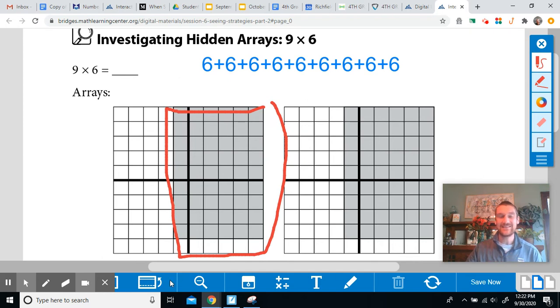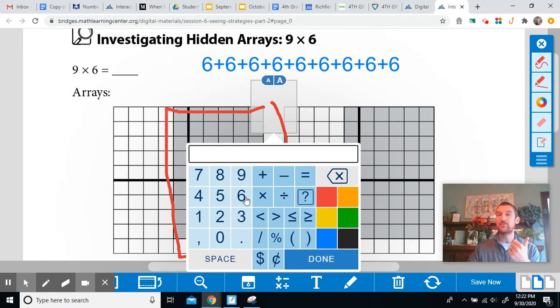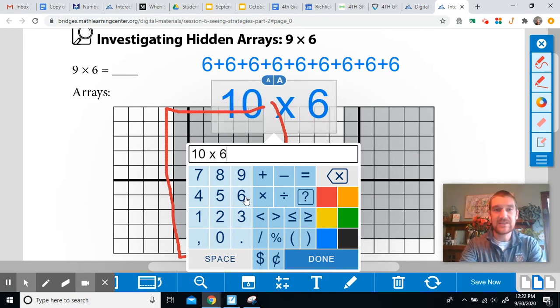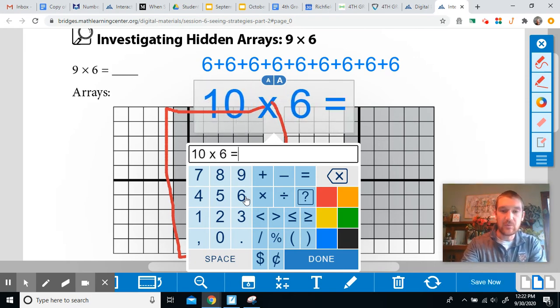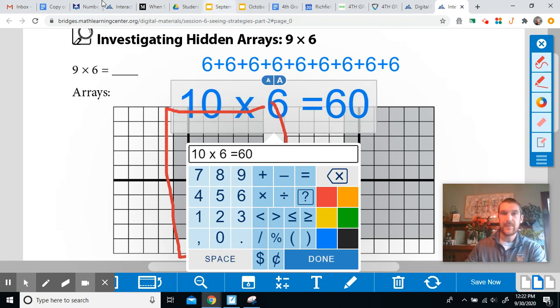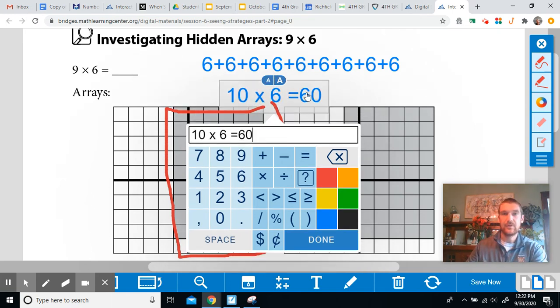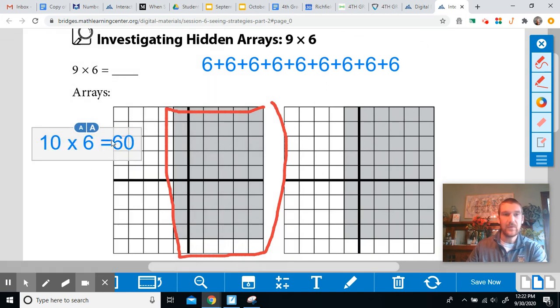10 times 6. We've been doing the times 10s for a very long time. It's something you can pretty easily count by 10s, 10, 20, 30, 40, 50, 60. Or maybe you know the pattern of when you multiply by 10, it's like taking the 1's digit and adding a 0 to it. So 6 becomes 60. Okay, so you think 10 times 6 equals 60. Okay. This down here.